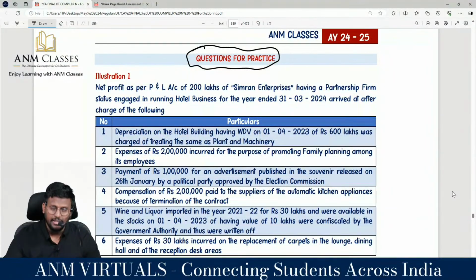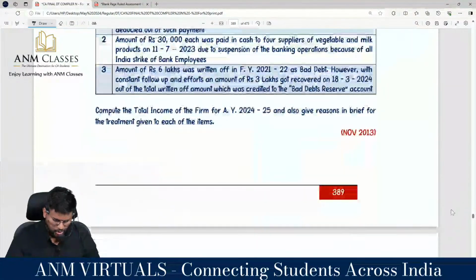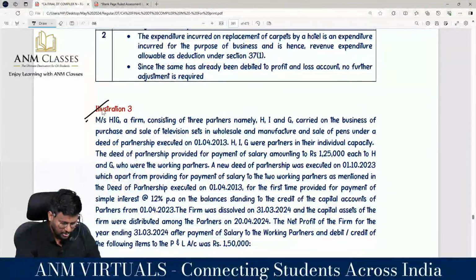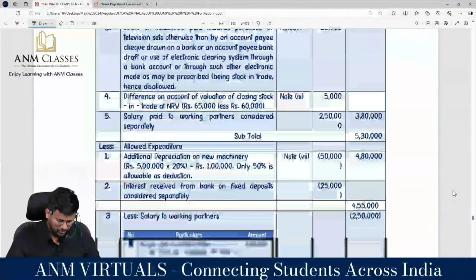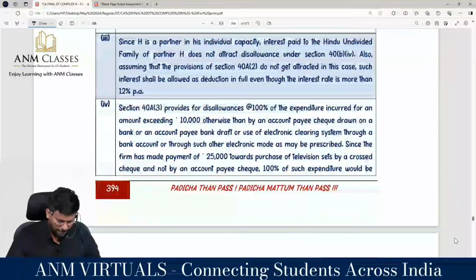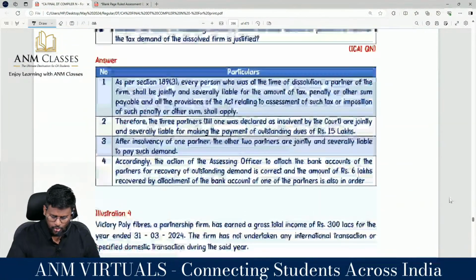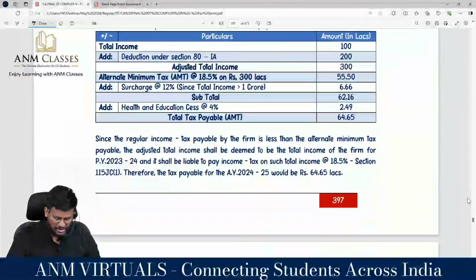With this, my dear lovable students, we have done the chapter, that is assessment of partnership firm. Here we are having illustration number 1, illustration number 2, illustration number 3, illustration number 4, and we are having one more, my dear lovable students, illustration number 5. This has been given as practice question.